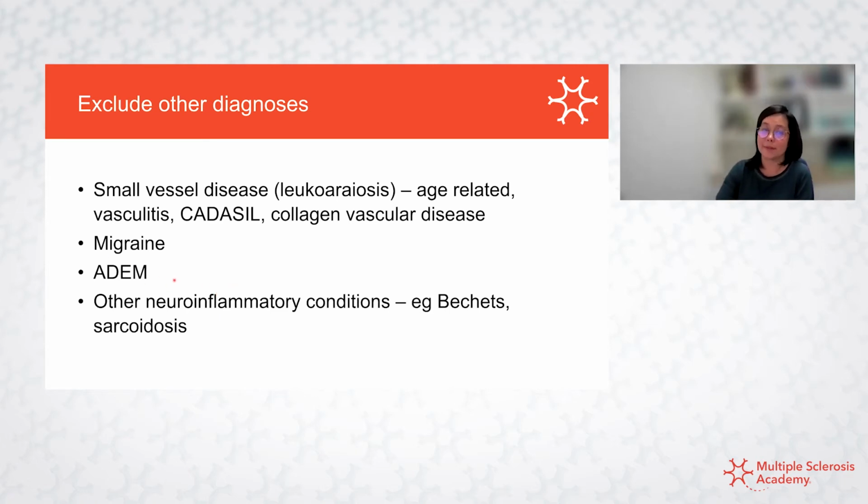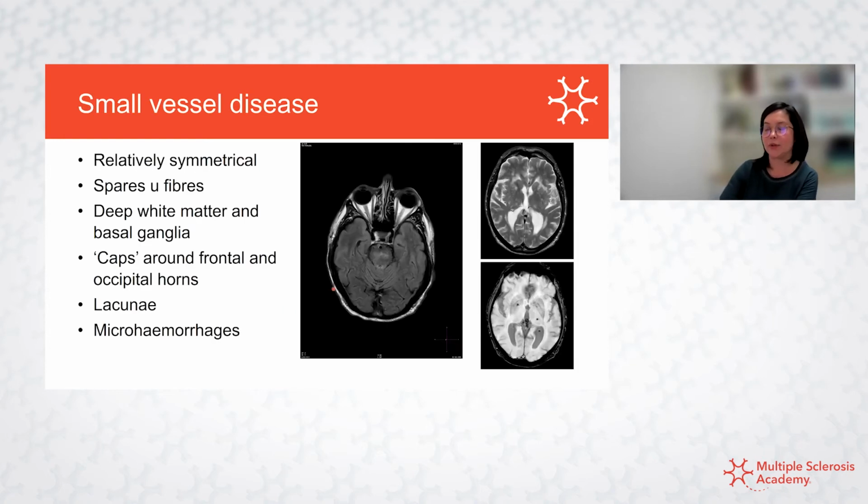In monophasic demyelination, you're more likely to be symptomatic. So the diagnosis of radiologically isolated syndrome is less likely to be a problem with ADEM. But there are other inflammatory conditions that can also give you white matter lesions. Let me show you some of these.